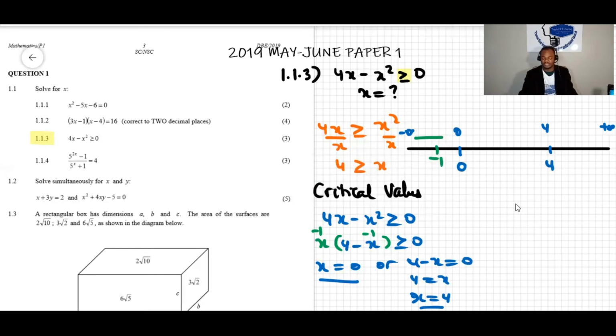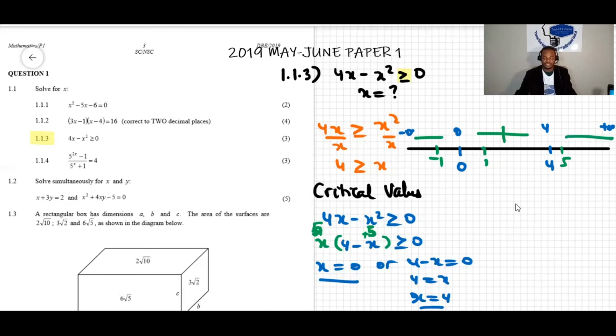Now let's move on to the next interval. I'm going to take a number like 1, for instance. If I substitute 1 for x, we will have a positive times a positive. So 1 times 3, and the answer is positive. And then if I take a number like 5, for instance, I substitute positive 5 for x there. We're going to have positive times negative, which is negative.